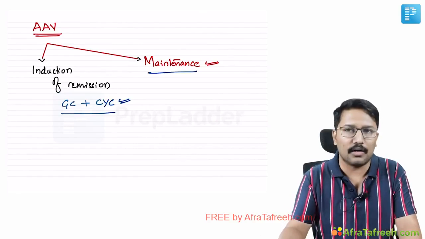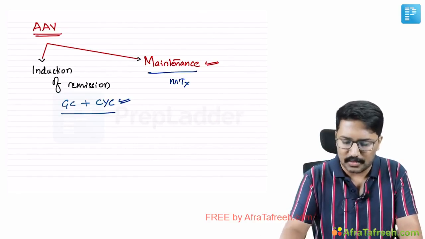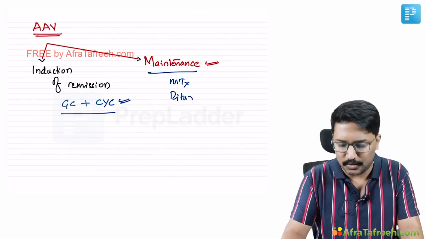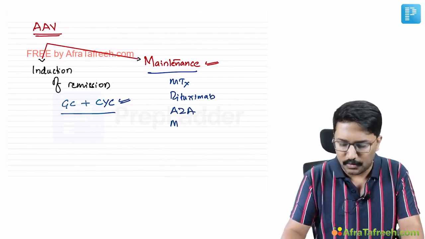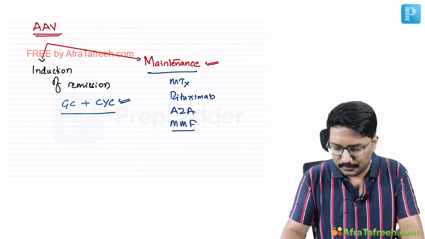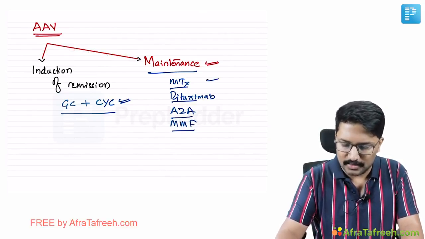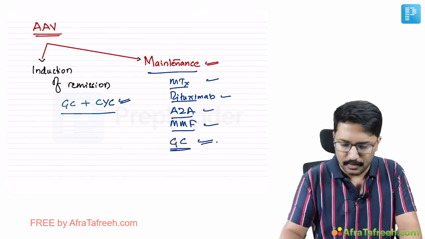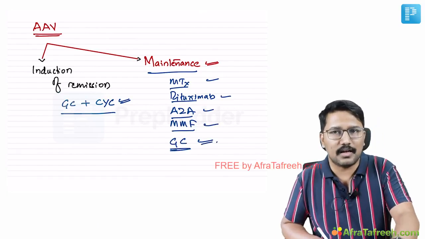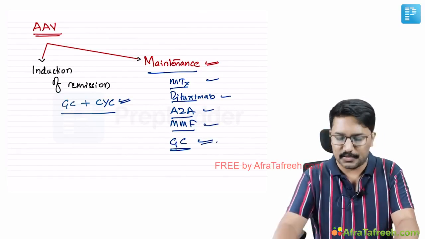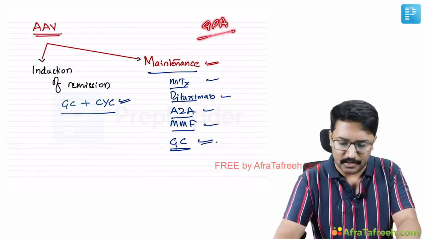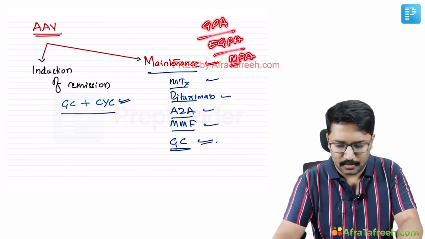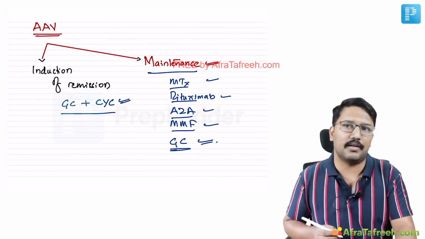And for maintenance, we had a long list of drugs like methotrexate, rituximab, the anti-CD20 monoclonal antibody, azathioprine, mycophenolate mofetil, right? All these were considered agents of choice for maintenance, including our glucocorticoids. But in 2021, the ACR revised its recommendations for management of GPA, EGPA, as well as MPA, right? So we will be learning this updated information.